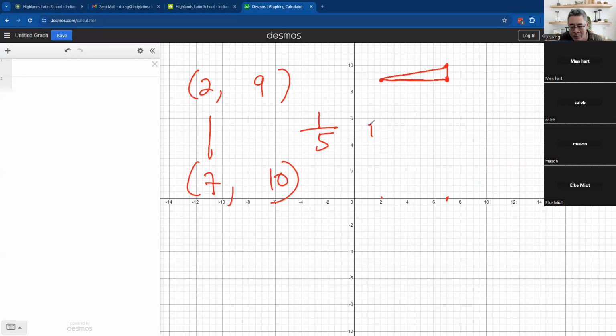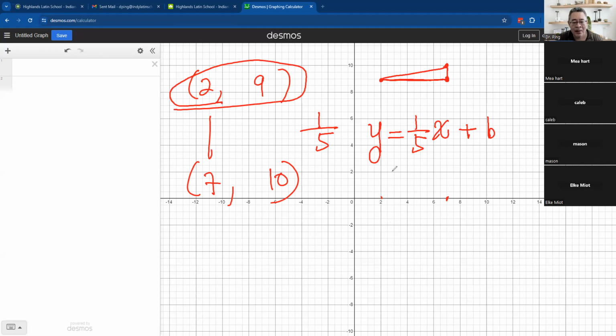So now we got y equals 1/5 x plus b. Well, how do we find b? Basically we just plug in a number. Because this point is on this line, if x is 2, our y has to be 9. So that's a clue for us. In order to find b, that's the clue we need.